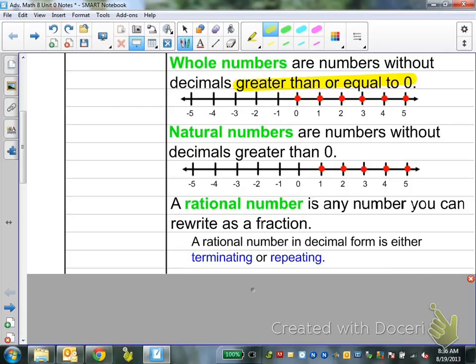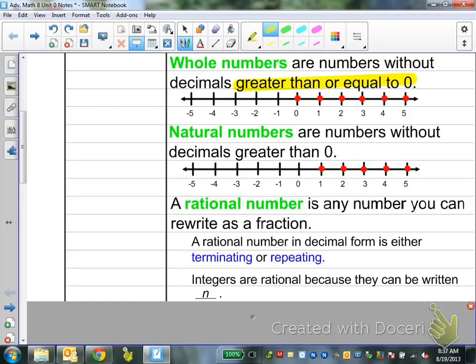We're also going to talk about rational numbers. A rational number is any number that you can rewrite as a fraction. So any number that can be written as a fraction is a rational number. But remember, decimals and fractions are the same thing. You can rewrite a fraction as a decimal and so on. So if a rational number is in decimal form, it is either considered terminating or repeating.